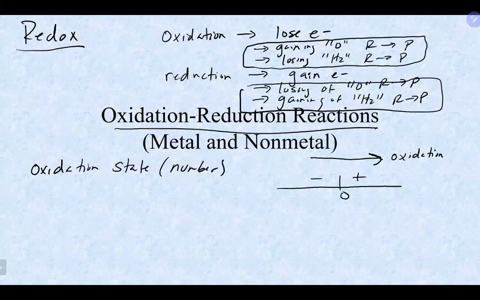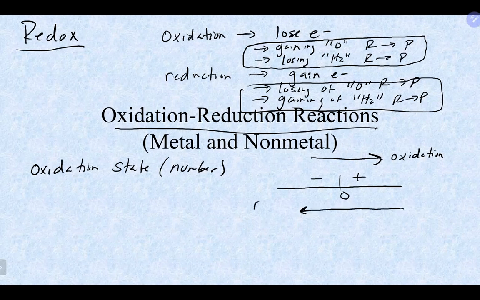And obviously the other is true. If somebody gains electrons, that means they are going to become more negative than they started with because they have more electrons than protons. So if you follow the oxidation number of some element and it's heading in this direction, becoming more negative, it is going through reduction.